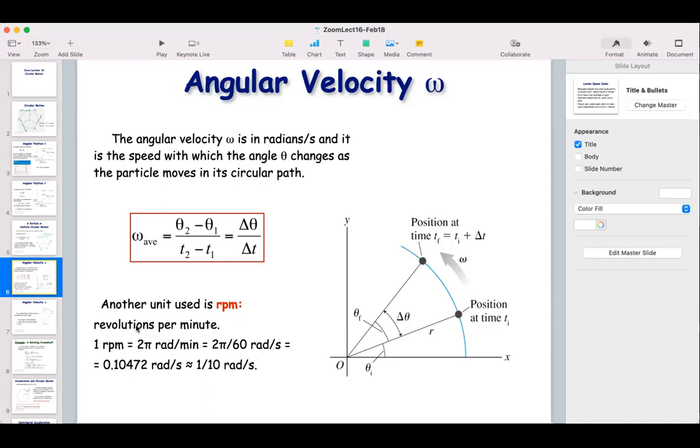Hey, Veronica, could I jump in for a sec? Yes. Okay. First of all, I do want to add, yes, RPMs, a textbook uses that in a lot of problems. So being able to convert between that and radians per second is important.